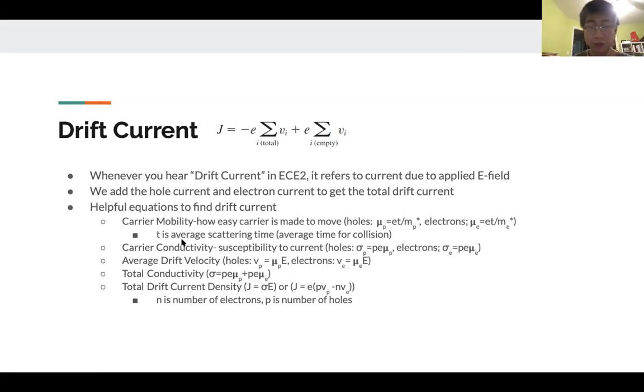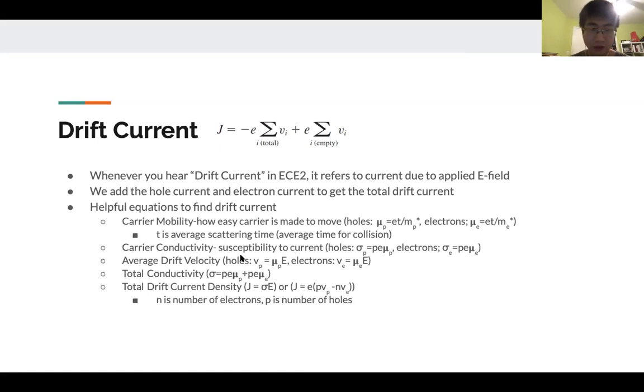So carrier mobility, how easy it is for the carrier to move. For holes, it's fundamental charge times average scattering time over effective hole mass. And for electrons, just replace the hole mass with electron mass. And then carrier conductivity, you can calculate that based on mobility times fundamental charge times the number of the carriers there are. So that's basically how susceptible it is to current.